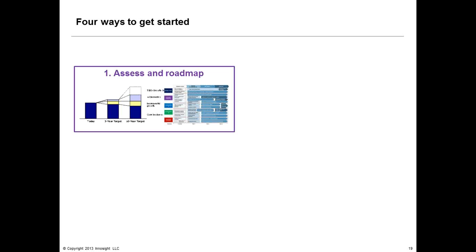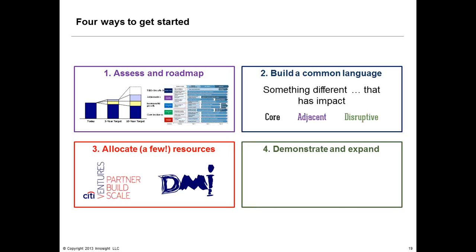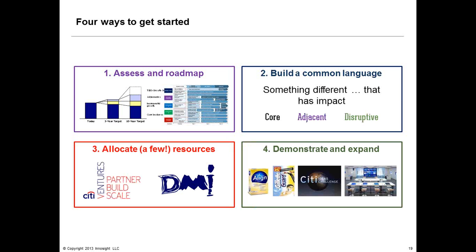And they ended up doing a fairly modest thing in the beginning, which was simply to appoint a chief innovation officer and to set up a group that they called Citi Ventures, which was chartered with partnering with the businesses to explore more disruptive types of transformational opportunities.